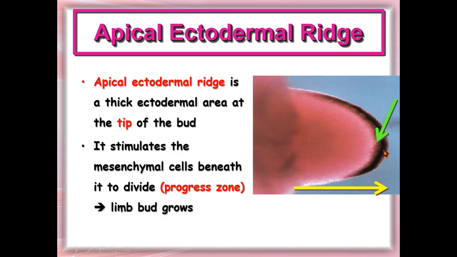So again, this is the apical ectodermal ridge. It stimulates the underlying mesenchyme to proliferate, and when these mesenchymal cells proliferate, this will lead to elongation or growth of the limb bud.